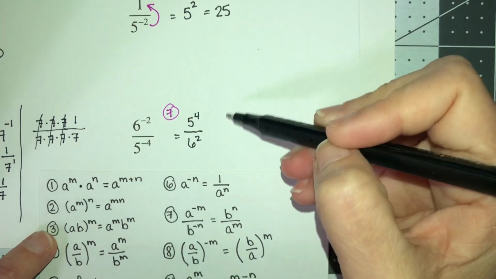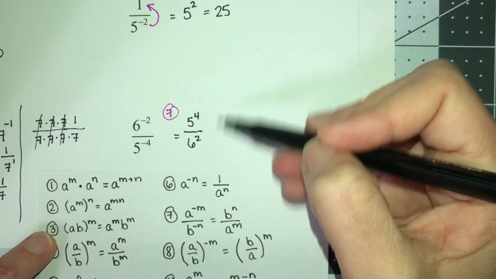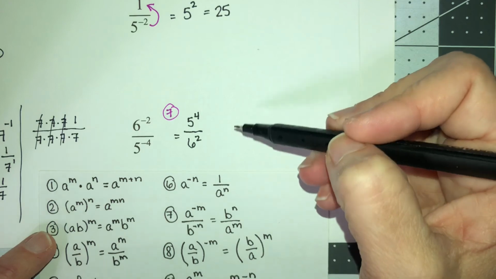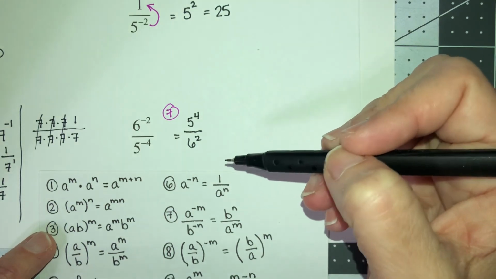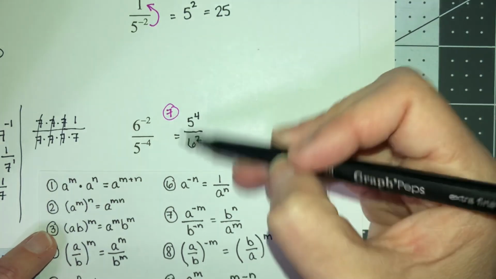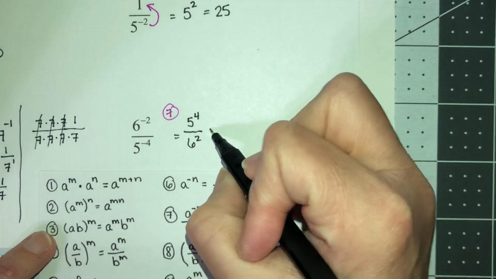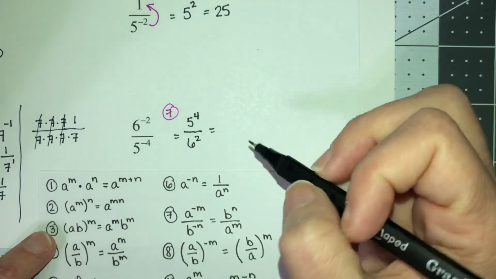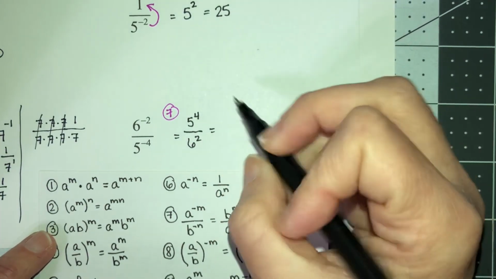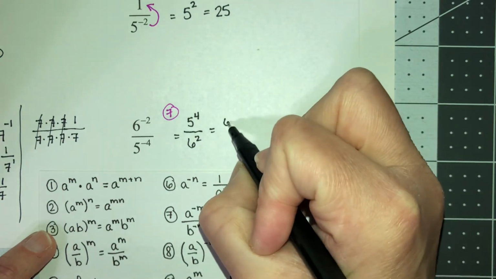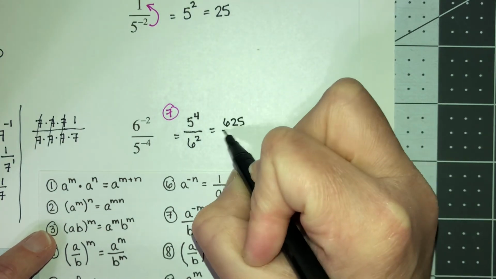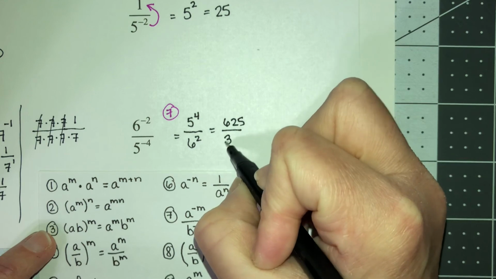Now this is one where it's a little bit iffy as to whether or not they would want you to go ahead and multiply it all out. If it says to leave your answer in exponential form, this is what they want. You can use your calculator or you could just multiply. 5 to the 4th power is 625. 6 squared is 36.